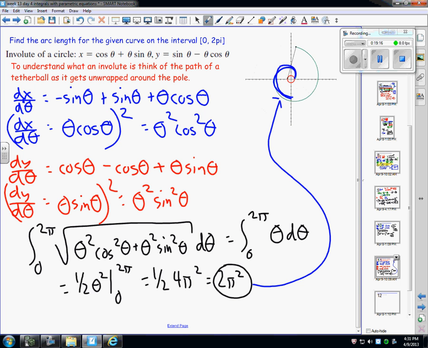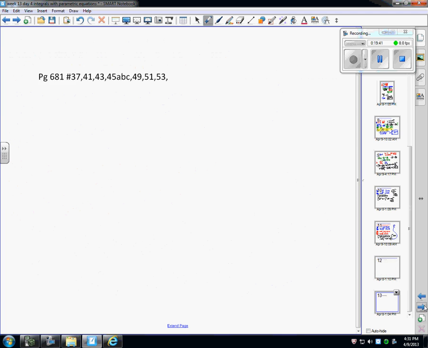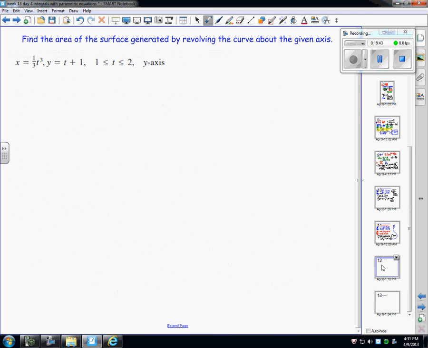Which is kind of cool to think of a tether ball unwrapping into a spiral and being able to find the path it traveled. Think of it as like an orbit. How far did it travel via an orbit around the pole as it spirals out of control? Okay, so a kind of a neat little thing, especially a cool new word, involute. Okay, let's look at another example, which is our last example.